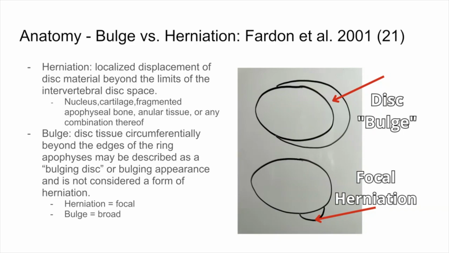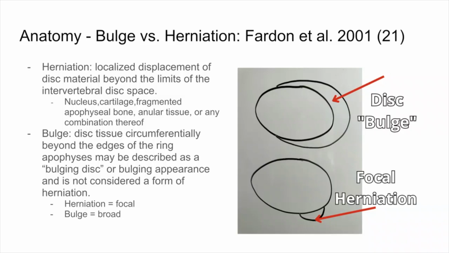So I thought this study by Fardin et al. in 2001 did a really good job of defining a bulge versus a herniation versus the contained and non-contained, like we talked about previously. And here's what the definitions were. In terms of a herniation, Fardin et al. 2001 defined it as a localized displacement of the disc material beyond the limits of the intervertebral disc space. So the nucleus, cartilage, fragmented apophyseal bone, annular tissue, or any combination thereof going beyond the limits of the intervertebral disc space. And if you look at the herniation image on the right, you can see it's kind of a focal herniation, right? So it's just a small bit poking outside the limits of that disc.